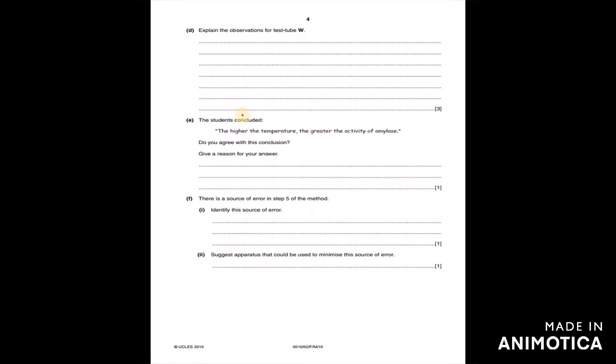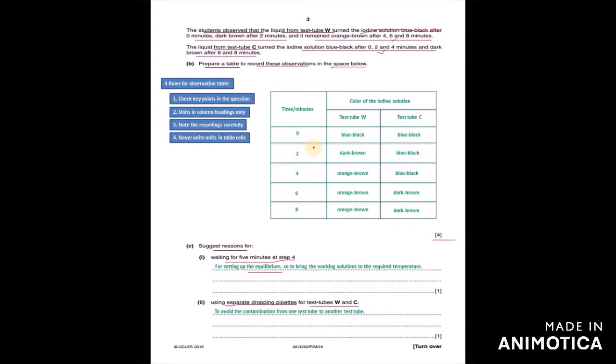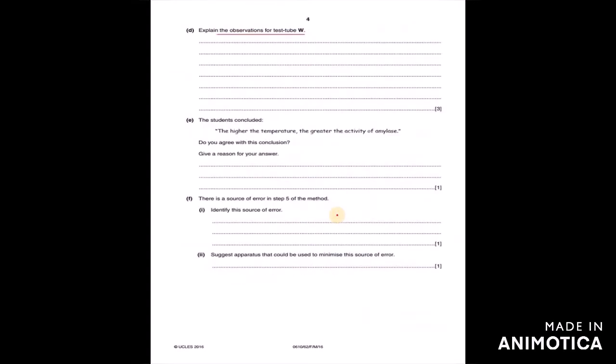The next question. Explain the observations for test tube W. Now, this answer has to be constructed from the observation table. So, from observation table, we can consider that at 0 minute, presence of blue-black color shows starch is present. At 2 minutes, the dark brown color shows that some starch is still present. And after 2 minutes onwards, the presence of orange-brown color shows that no starch is present as the color of iodine solution remains same. So, we can write the answer accordingly.